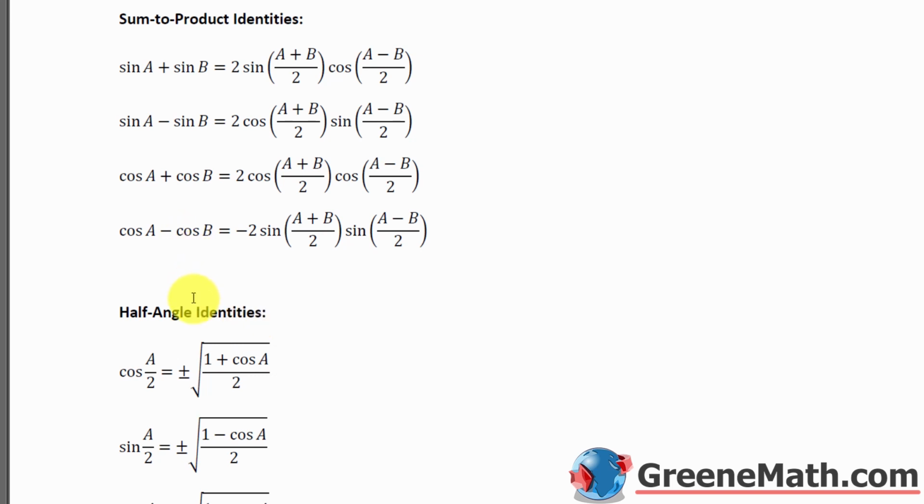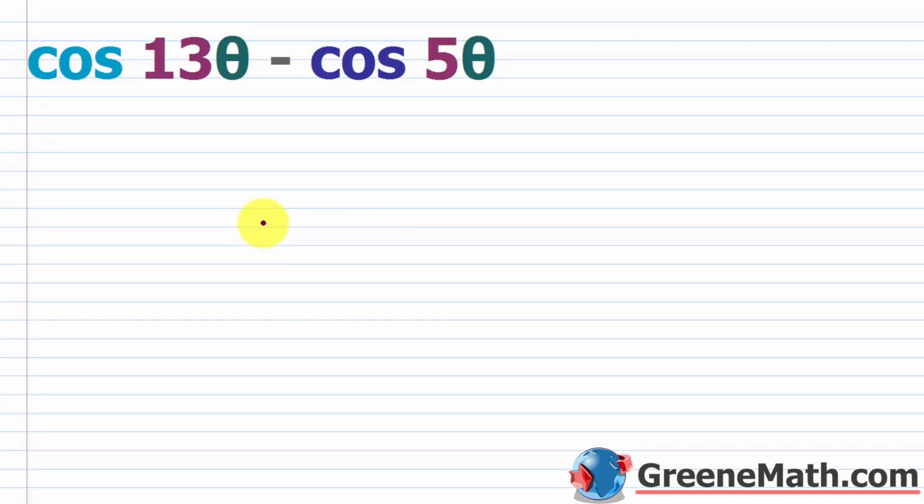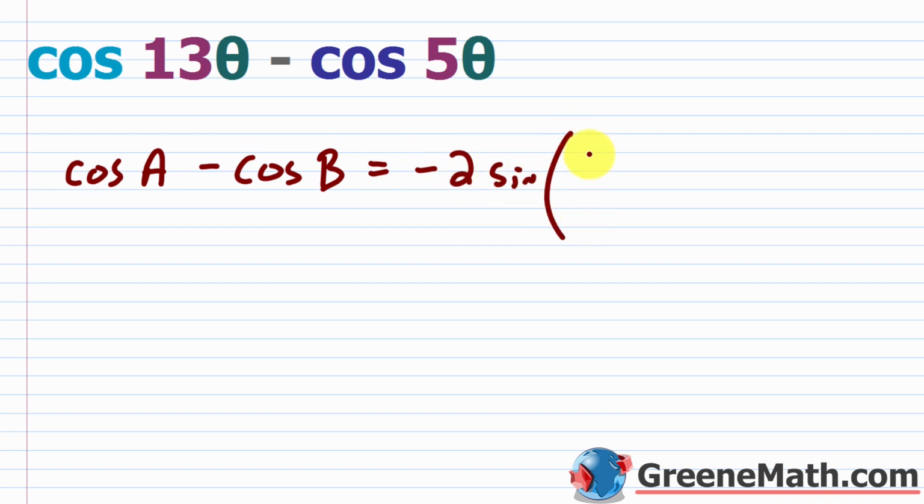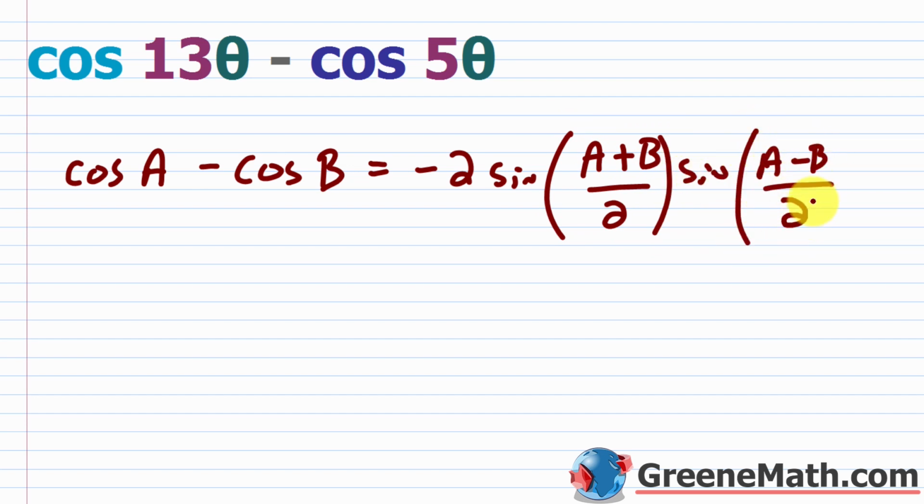So what we have here is cosine of A minus cosine of B. This equals -2 times the sine of A plus B over 2 times the sine of A minus B over 2. So let's write this down here. The cosine of A minus the cosine of B is equal to -2 times the sine of A plus B over 2 times the sine of A minus B over 2. I'm just going to plug in. A is going to be 13 theta, and B is going to be 5 theta.